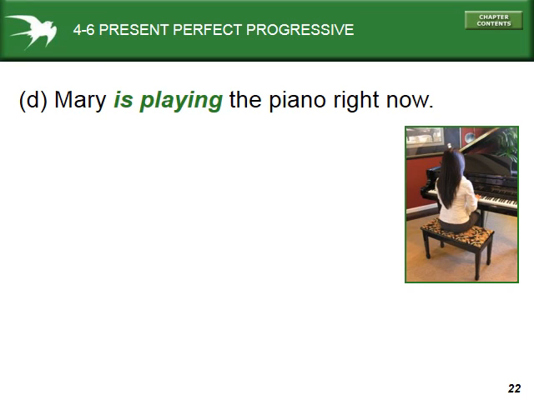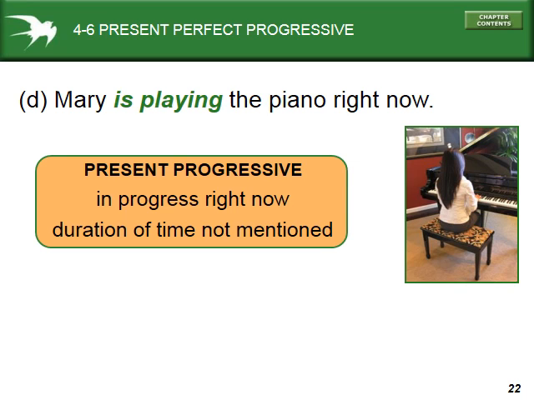Okay, so we have here Mary is playing the piano right now. Now this is the present progressive. The present progressive means something that is in progress right now. The duration is not mentioned, meaning we don't know how long she has been playing. We don't know when she started playing. The point is that it began sometime before and is continuing right at the present.